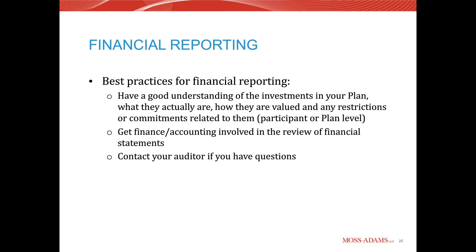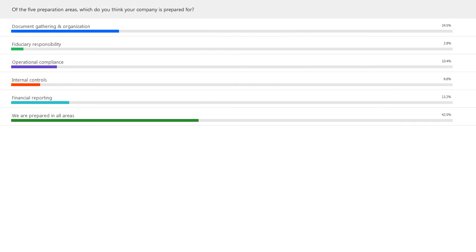You're seeing the polling. It says, out of the 5 preparation areas, which do you think your company is prepared for? If you're good, you might be prepared in all areas, which is awesome. Did you advance already? I don't know if your advance is working. Your thing is red. I think your mouse might not be working, but I'm going to advance. Here we go. Oh, wow. Okay. So document gathering and organization wins, with 42%. That's awesome that you're well prepared.